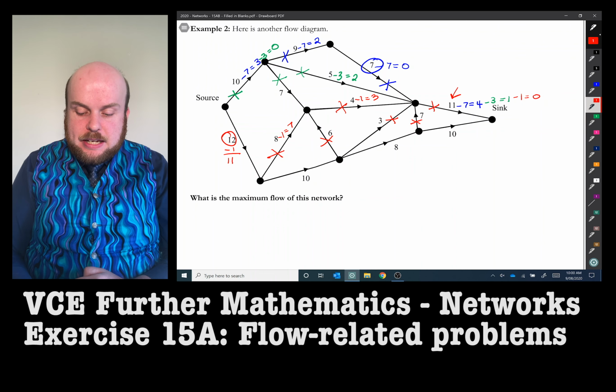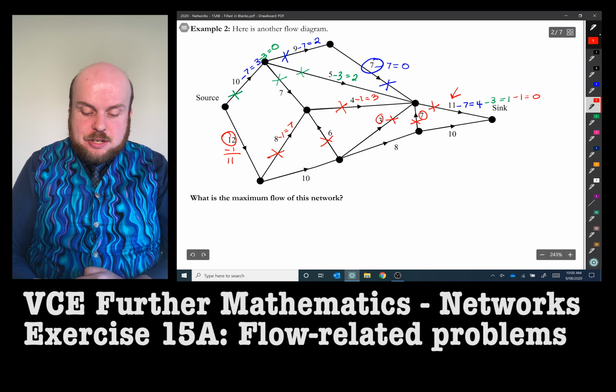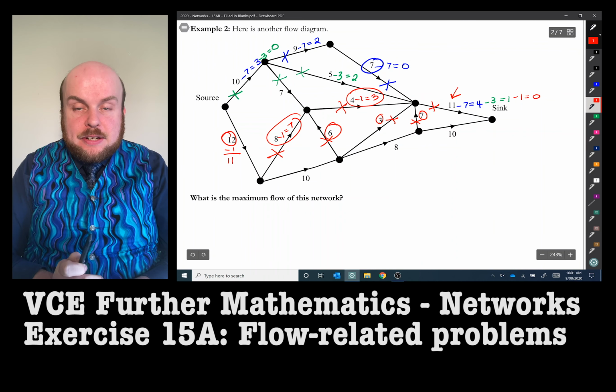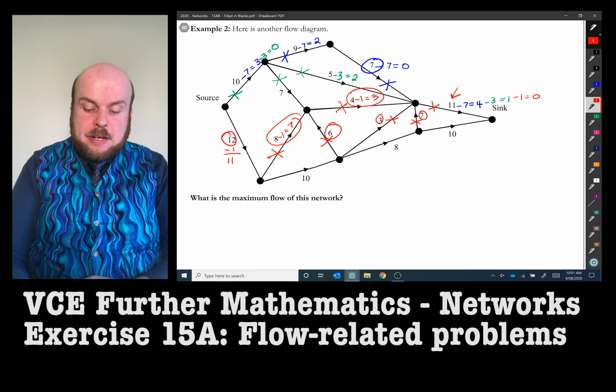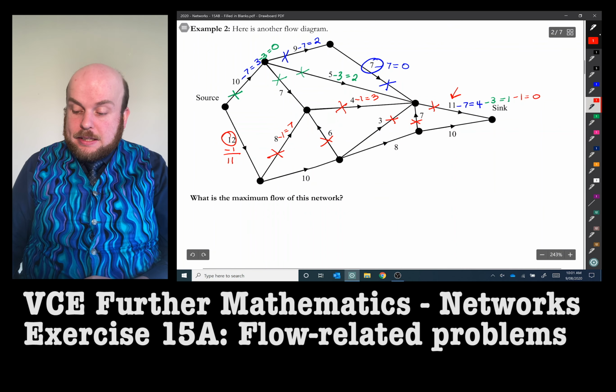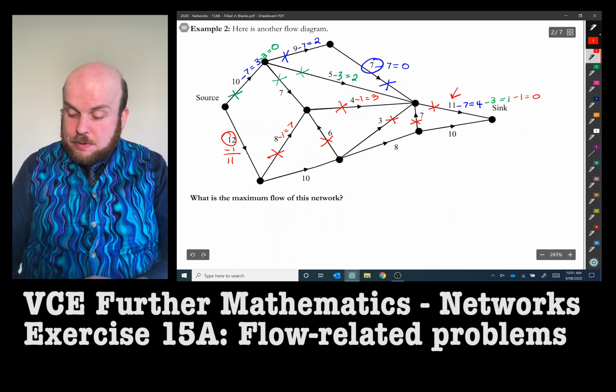So the 7 here, the 3 here, this edge here, this edge, and this edge are all accounted for. So we can't flow through those anymore. So we eliminate them, which means we have one more path that we will then do a subtraction with.